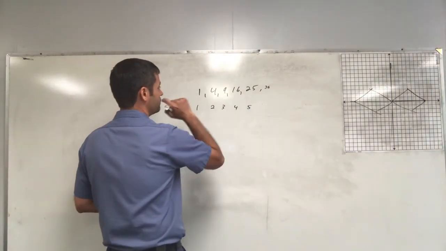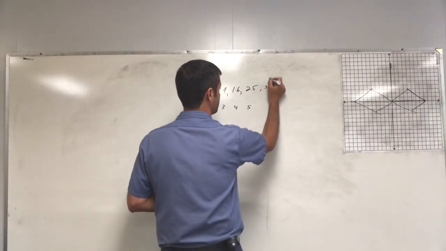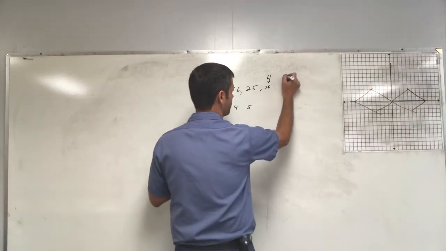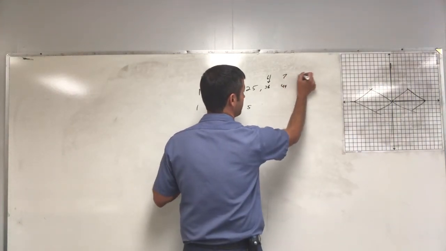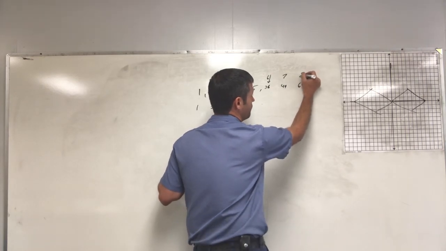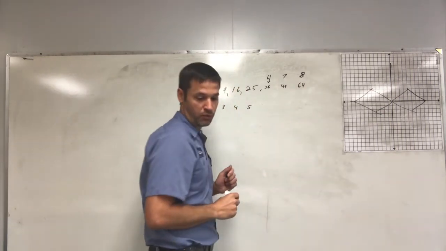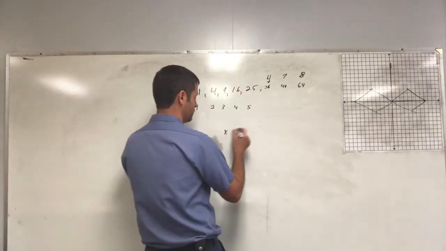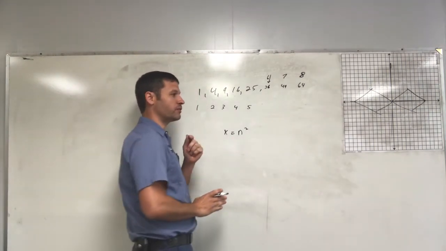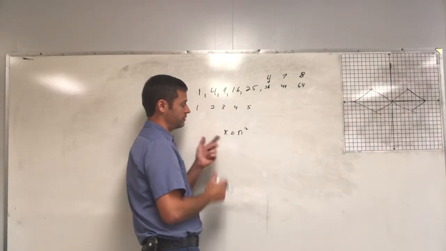Well, 1, 2, 3, 4, 5, 6. This is the 6th square number right here. 6th square number is 36. The 7th square number is 49. The 8th square number is 64. The 10th square number is 10 squared. So the formula that you could come up with is x equals n squared. Whatever number, the 100th square number is simply 100 squared.